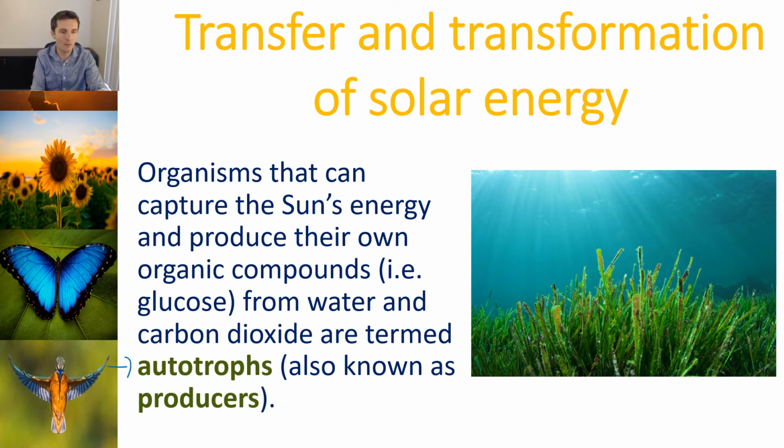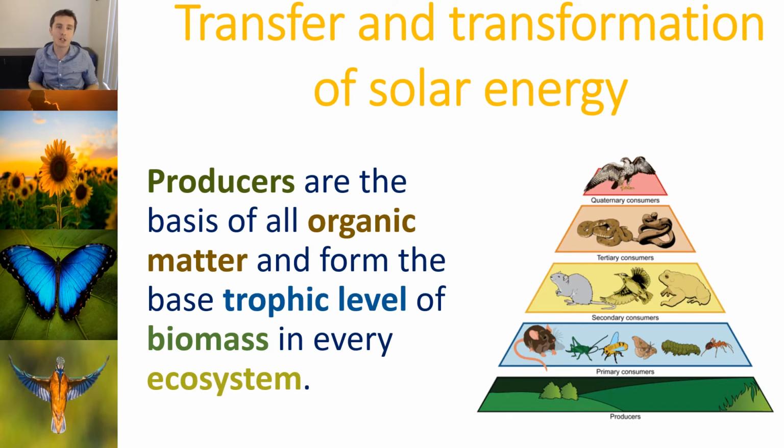Now, we'll most commonly use this term called producers, but this idea of auto means that they can create their own food, okay? So they're capable of producing their own food through photosynthesis, and as a result, they are producers because they are producing the food for themselves, or producing their own form of chemical energy, which will be later used throughout subsequent trophic levels throughout an ecosystem. So producers are the basis of all organic matter and form the base trophic level of biomass in every ecosystem.